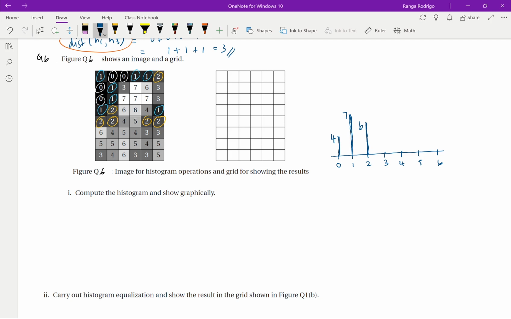Then pixels with intensity 3. 1, 2, 3, 4, 5, 6, 7, 8. 8. The next one is pixels with intensity 4. 1, 2, 3, 4, 5, 6. 6.